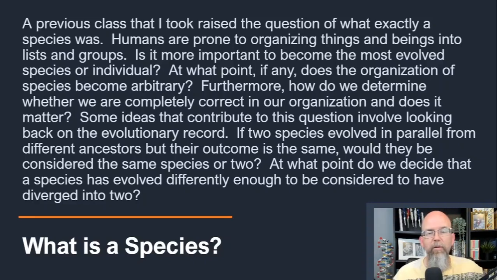But the last part of that question is, how do we decide when a species has evolved differently enough to be considered to have diverged into two? And that's what we're going to talk a lot about later in the class: at any one point in time, as you look at different species in the world, some of them are on their way to becoming different species, like foxes, right? There's red foxes in California in the West, and there's also red foxes in Russia. And we consider them part of the same species. We call them subspecies because they're isolated from one another.